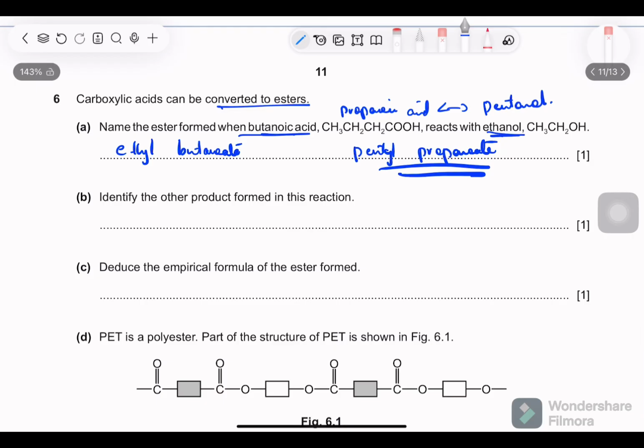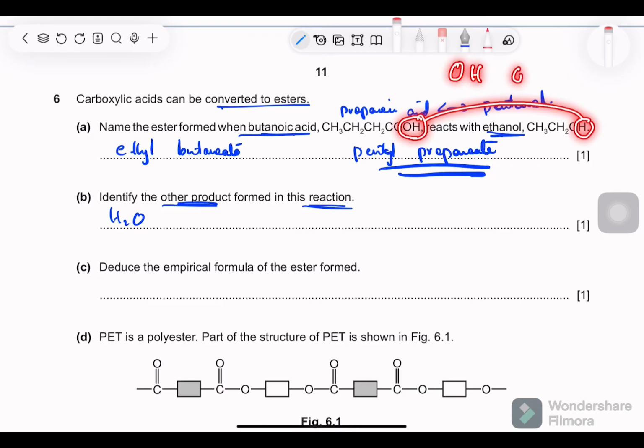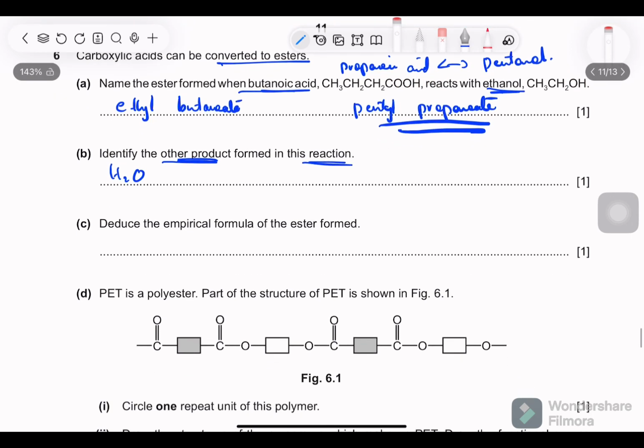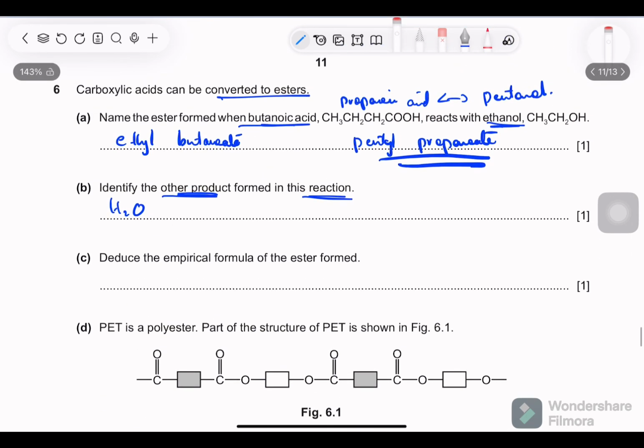Okay. Next, identify the other product formed in this reaction. Water is the product as this OH and this H come together and are eliminated from the molecule. And as I already told you, OH and H both make up water. This is why this is called condensation.